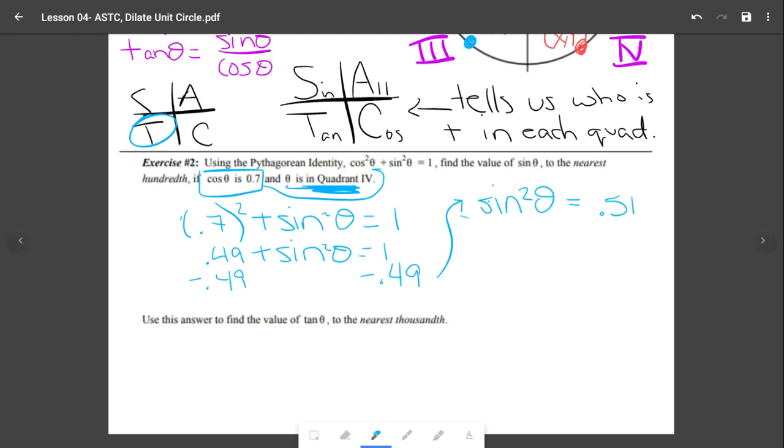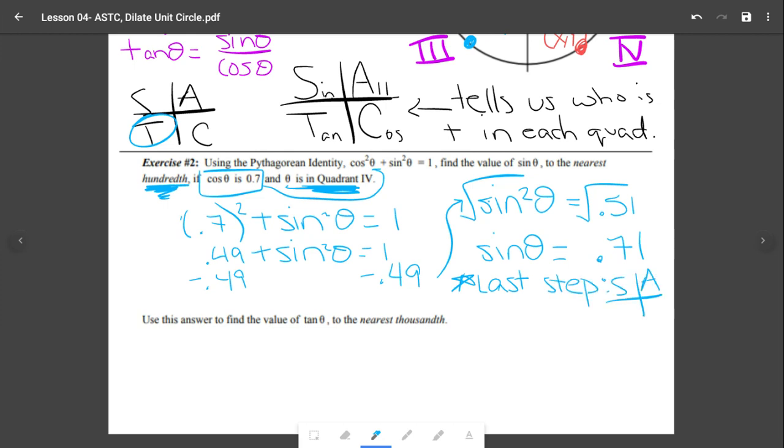To get rid of the squared, we take the square root of both sides. So we have that sine is equal, you're going to get a long decimal here. It's telling us to round to the nearest hundredth. So we should get 0.71. When you are doing trig, your last step, for every trig problem we do, I want your last step to be to think about ASTC.